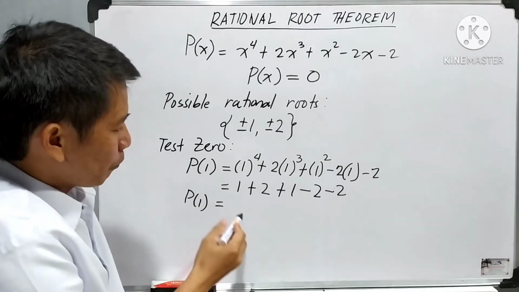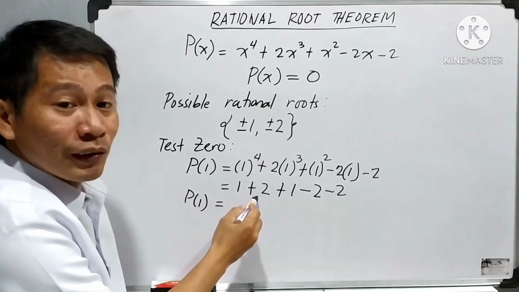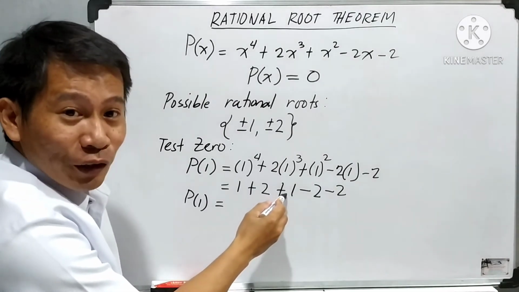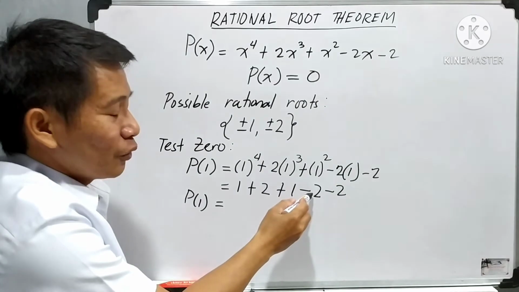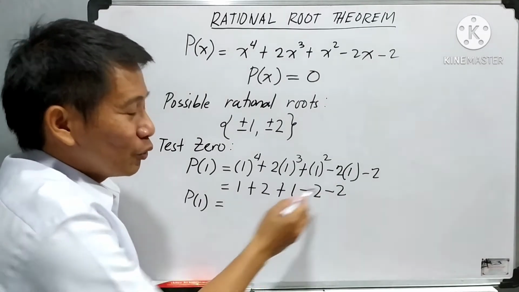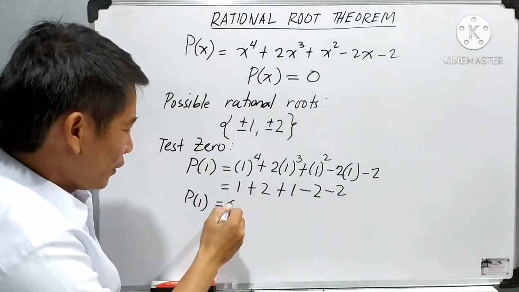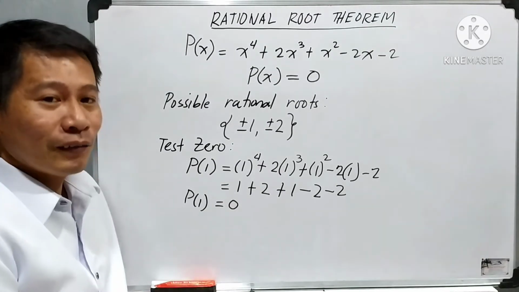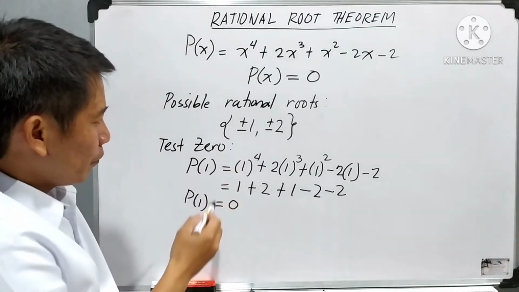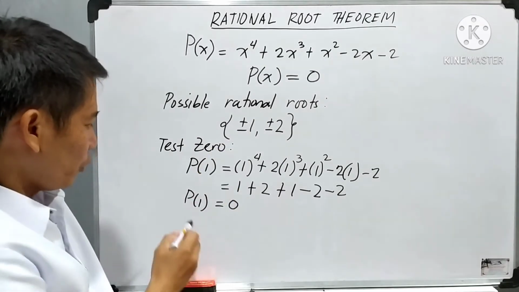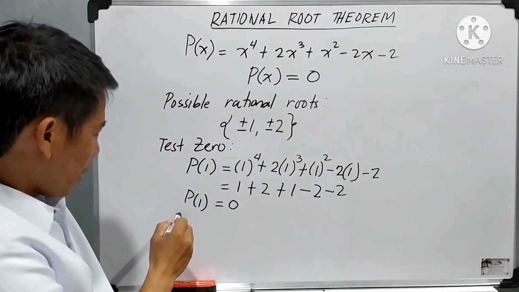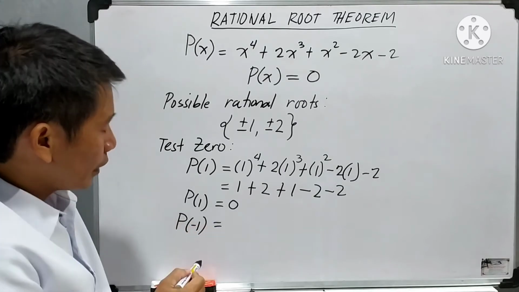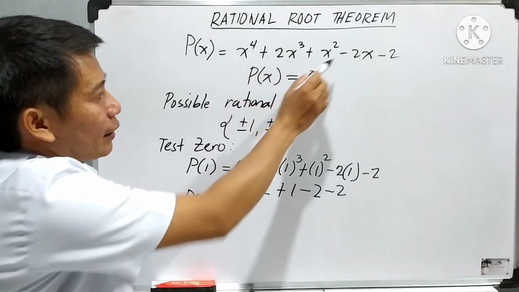Okay, let's continue. 1 plus 2 is 3. Plus 1 is 4. Minus 2 is 2. Minus 2, the answer is 0. So in other words, p of 1 is 0. How about the next possible rational root? Let's compute our p of negative 1. Okay? So we'll replace x here with negative 1.